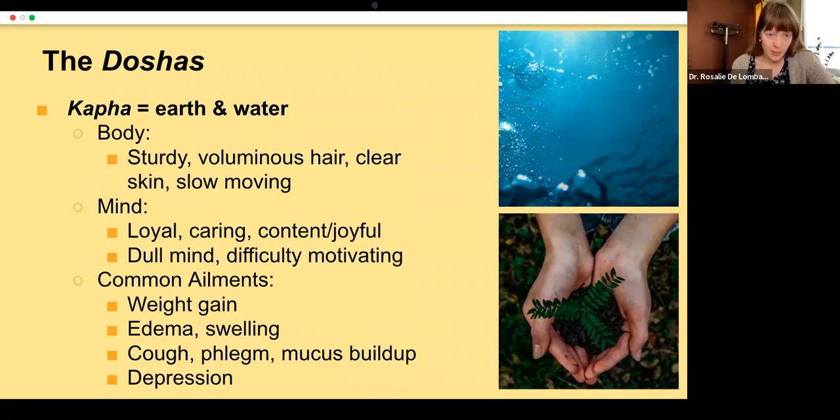Common ailments, as you can imagine, with these earth and water elements, we think about weight gain. Kapha people have a very difficult time losing weight. We also think about swelling or edema in the ankles, right? Think about that liquid component, the water component. They tend towards cough, phlegm, mucus buildup, be it postnasal drip to just a chronic wet cough. And then, like I said earlier, they tend towards depression as well, right? Our most grounded type, where emotionally we can't get up off the ground.